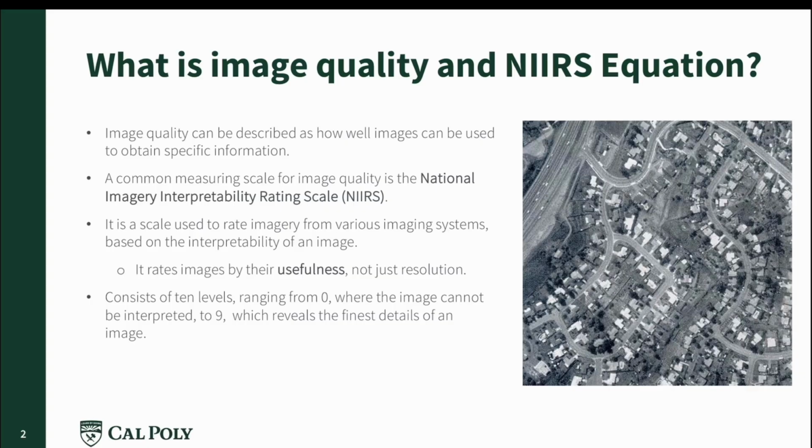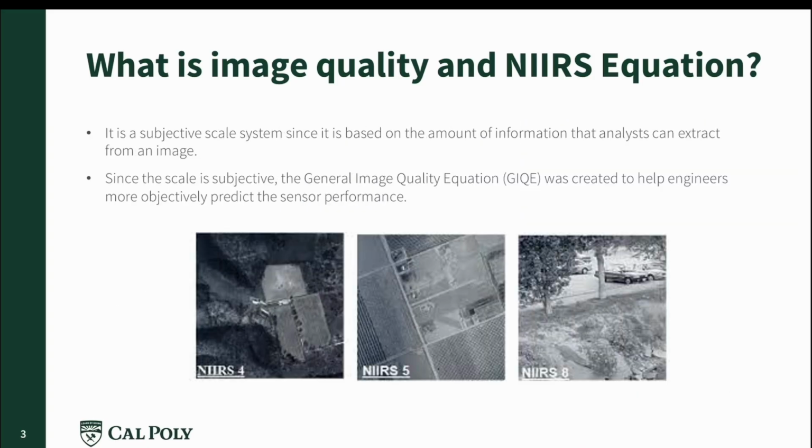This scale consists of 10 levels ranging from 0 to 9, where 0 means the image is not useful, you cannot obtain information from it, and 9 means the image has very fine details. This means the NIIRS is a very subjective scale system because it's based on the amount of information that you can get from the images. Since the scale is very subjective, the general image quality equation was created to help engineers more objectively predict how sensors are going to perform.